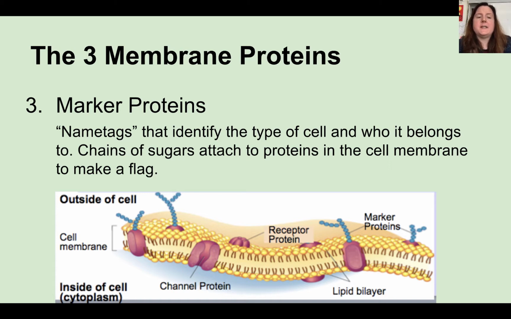Now, these marker proteins are made up of chains of sugars or carbohydrates that are attached to the proteins in the cell membrane, and they basically make a flag that identifies the cell. And so here you can see these blue things. Those are the chains of sugars that are attached to the protein. And again, they are marking the cell or naming the cell, identifying it.